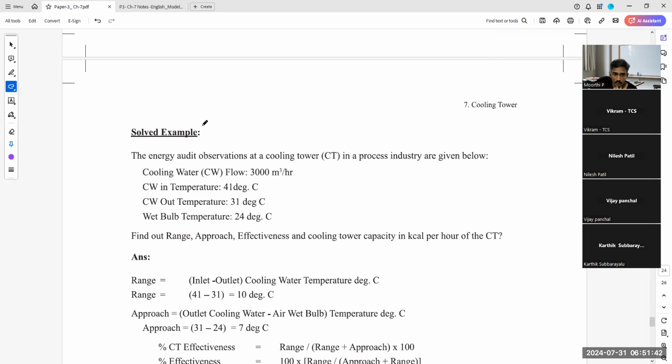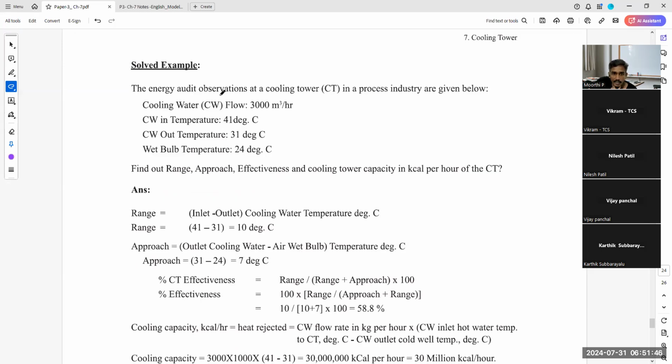Here is a solved example. It's a simple one. The energy audit observation at a cooling tower in a process industry. The cooling water flow is 3000 meter cube per hour. The cooling water inlet temperature is 41 degree. Cooling water outlet temperature is 31 degree. Wet bulb temperature is 24 degree.